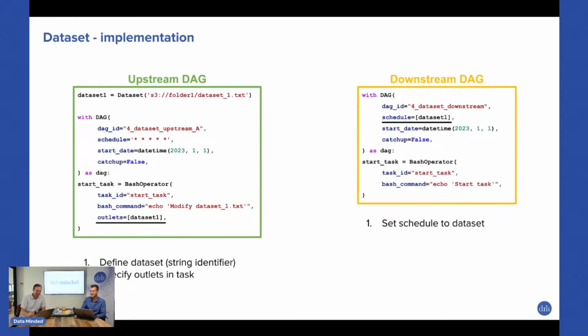So here is a very simple scenario. We have our upstream DAG, and in step 1 you can see we define a dataset, which is not a real connection to a dataset or a table. You can write whatever you want here. It's a string identifier, and then you identify the dataset in your operator that modifies it. You define it as an outlet, and then Airflow knows this dataset is coupled to this task.